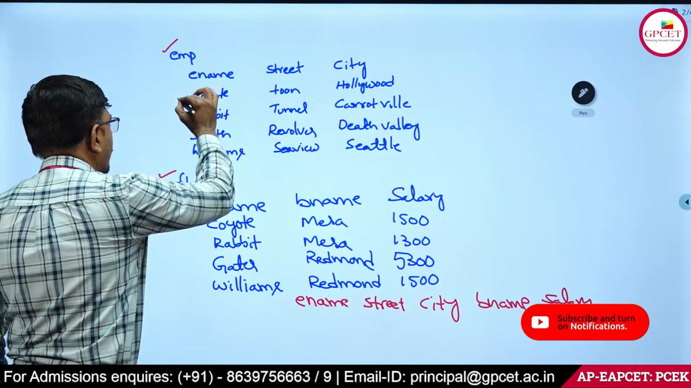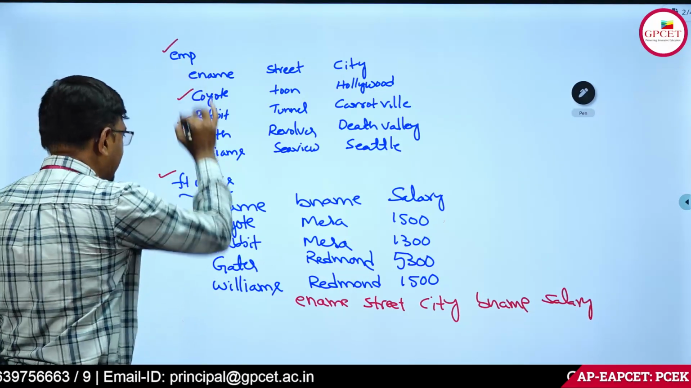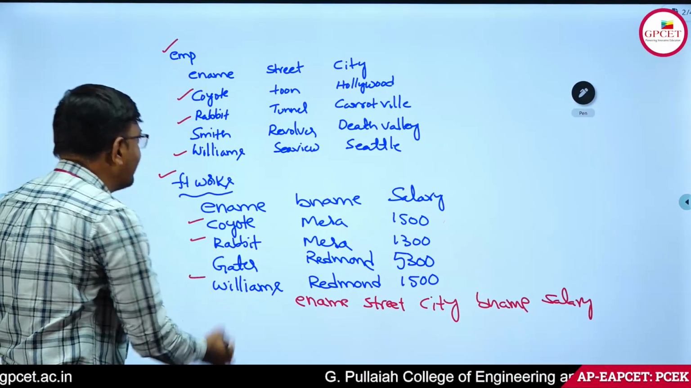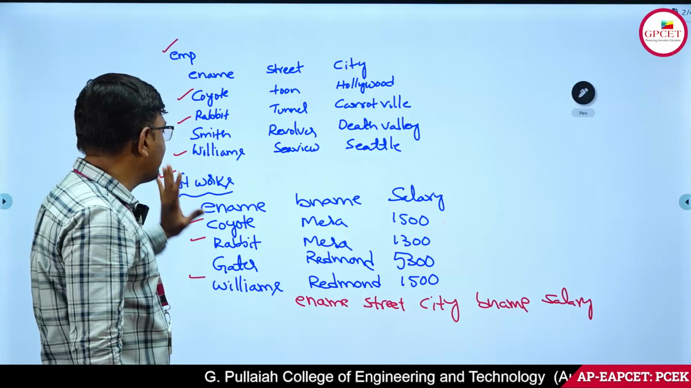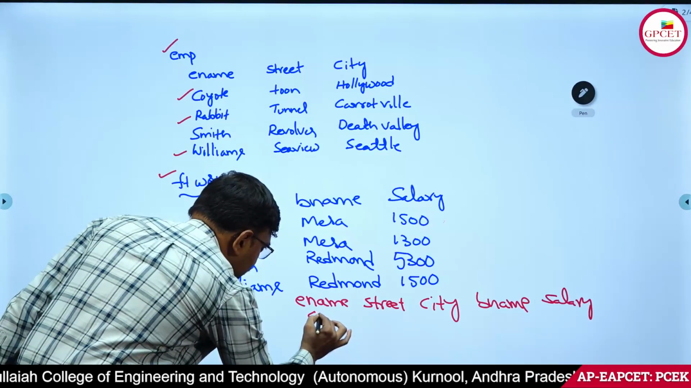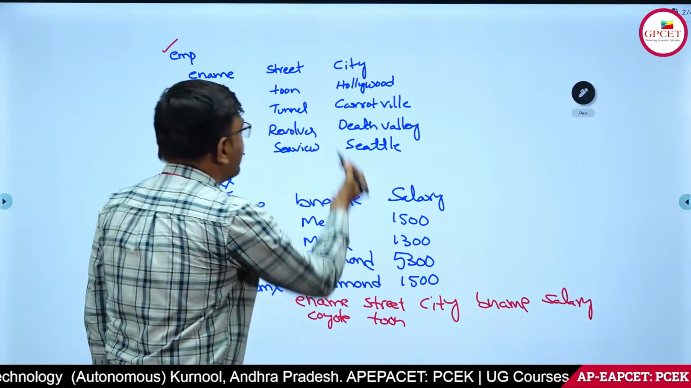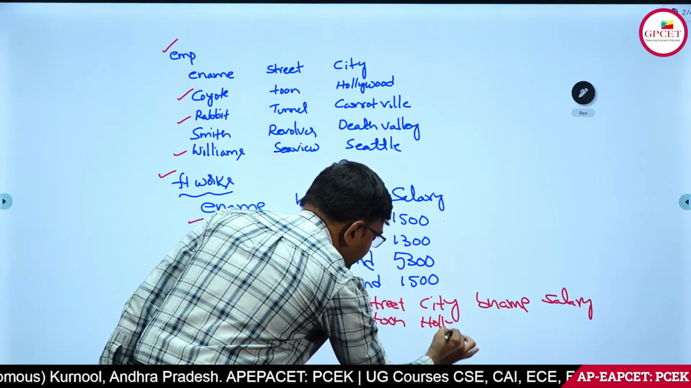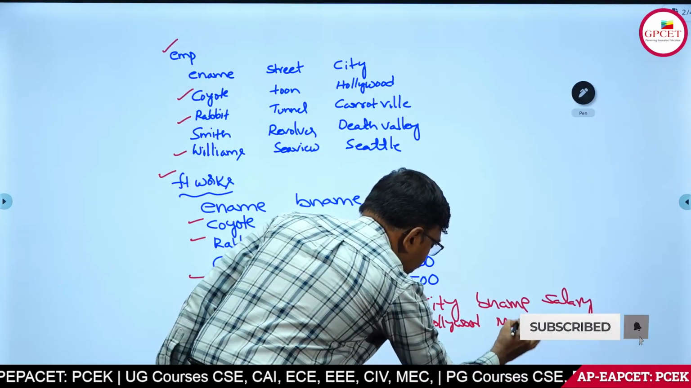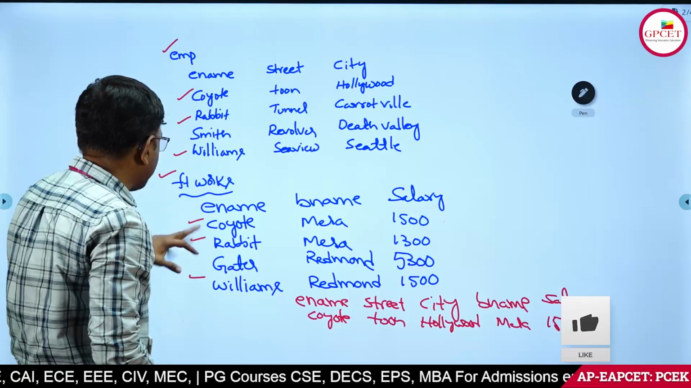That's why, what is the common here? Coate in the first table, the employee table, as well as in the second table, FT works. Then rabbit in the employee table, and rabbit in FT works. Williams in the employee table as well as Williams in FT works. A common column with common values is nothing but a join operation. What is the output? First one is Coate. What is the street? Tune. What is the city? Hollywood. Branch name? Mesa. Salary 1500.